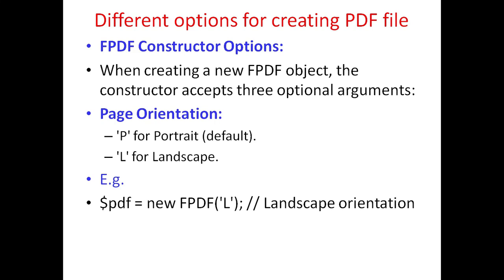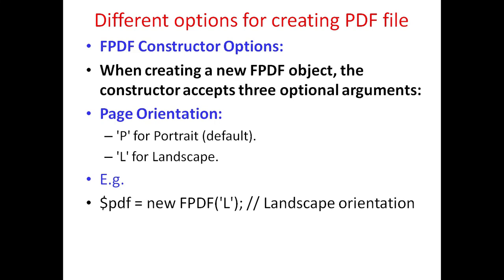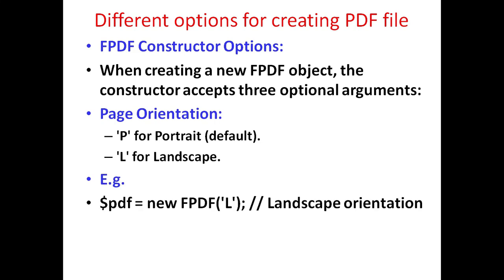Different FPDF constructor options: when you are creating a new PDF object, the constructor accepts three optional arguments. First is page orientation, which defines whether the page is portrait or landscape. Portrait is the default option. For example, to create a landscape, use $pdf = new FPDF with parameter L. It will create a PDF with landscape orientation.